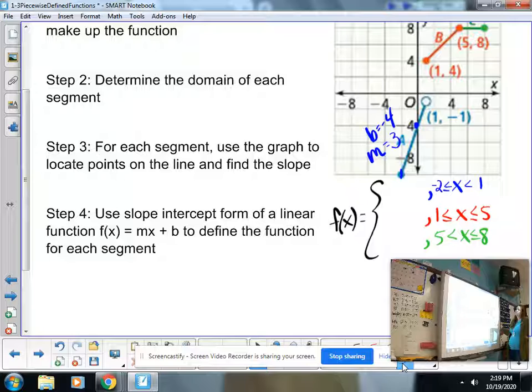So steps 3 and 4, I'm going to combine together to come up with the equation here. So slope is 3, y-intercept is -4. The blue piece equation is going to be 3x minus 4.